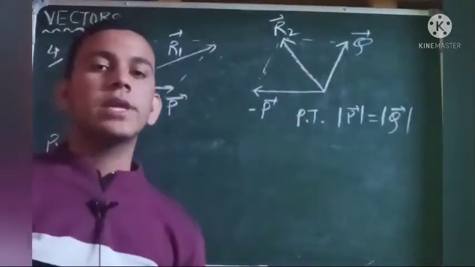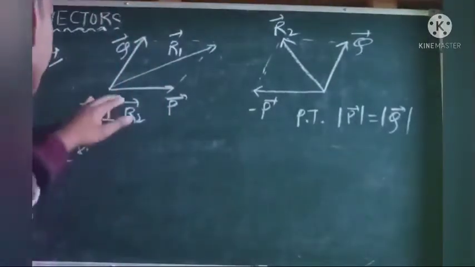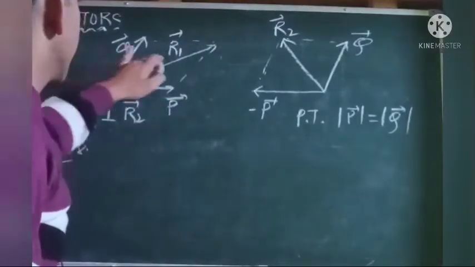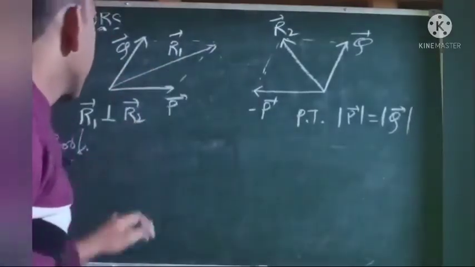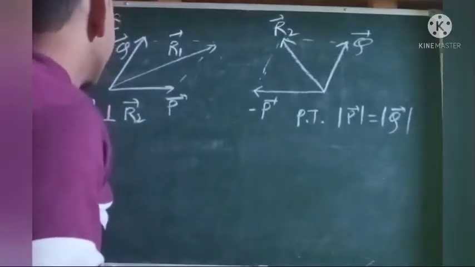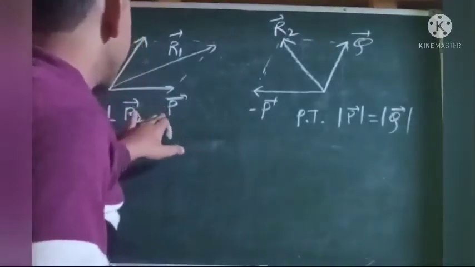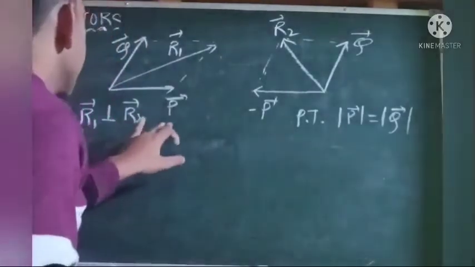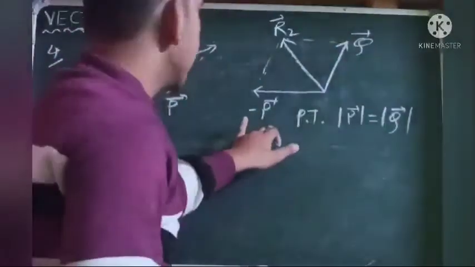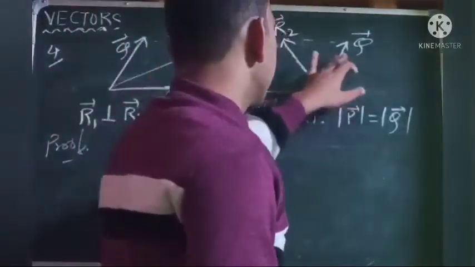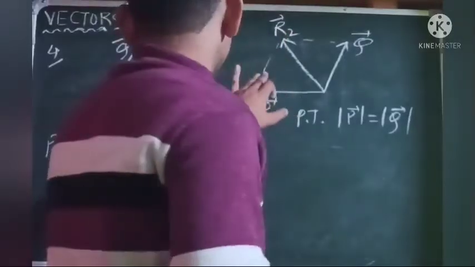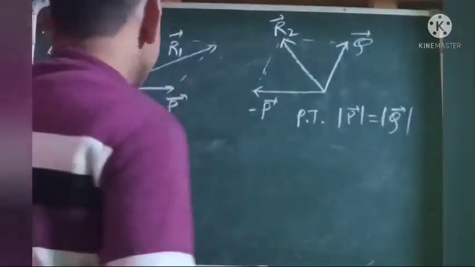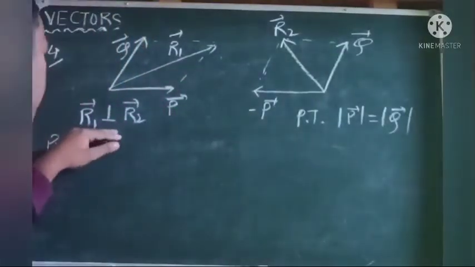Now let's solve question number 4. Here we are given this diagram. This is P vector, this is Q vector, and the resultant of P vector and Q vector is R1 vector. Now we are given that if we reverse the direction of P vector, then the resultant gets turned by 90 degrees. That means if we reverse this P vector, we will get minus P vector, and the resultant of minus P vector and Q vector, let it be R2 vector. Then we are given that R1 vector is perpendicular to R2 vector, or the angle between R1 and R2 is 90 degrees.